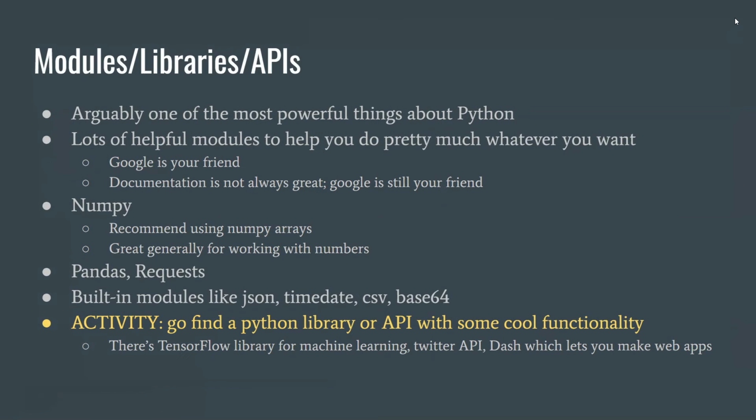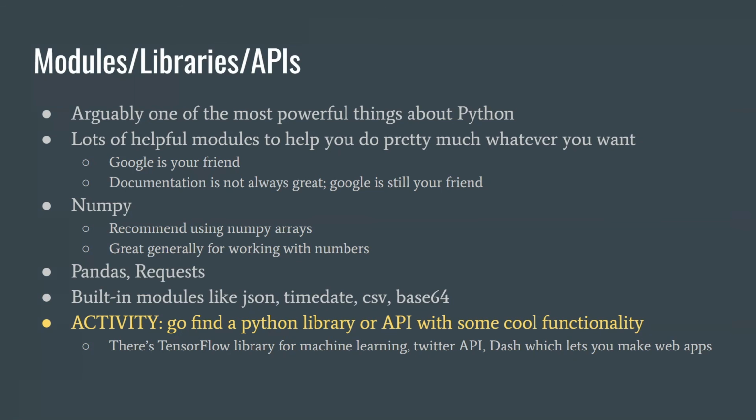Now modules, libraries, and APIs, which, like it says here, are arguably one of the most powerful things about Python. There are a lot of modules that can help you do pretty much whatever you want. I know I'm reading off the slide, but it's perfectly written. I can't think of something where there's not a module, unless it's something that you can do in one line in Python.